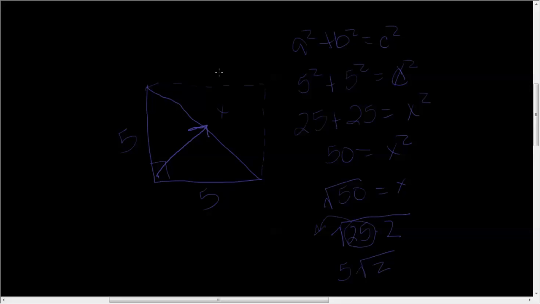It wouldn't be proper to leave the square root of 50 in this case. That's kind of like leaving the fraction 2/4. Your teacher would have said you need to reduce. It's not a correct answer. It's the same thing. This is not in its simplest form. You need to go ahead and change it to 5 square root of 2.